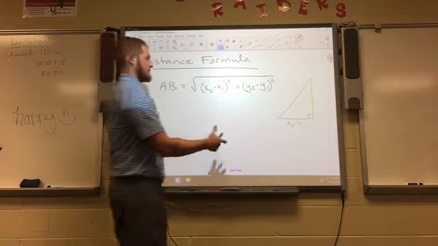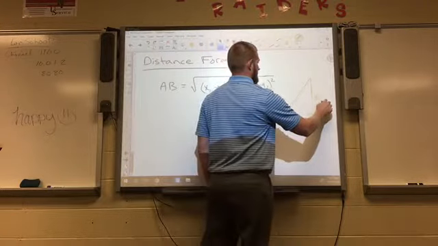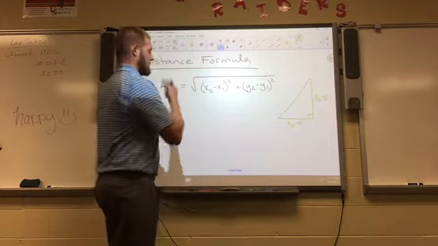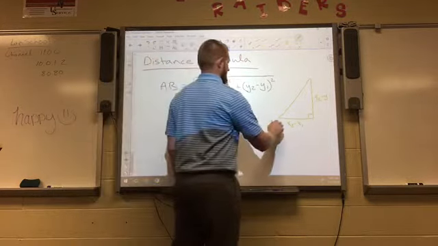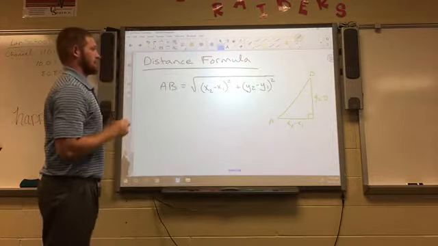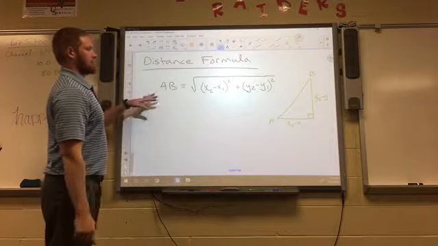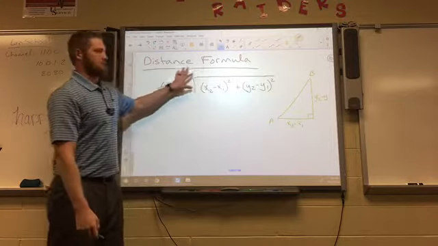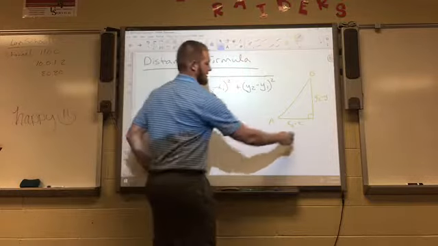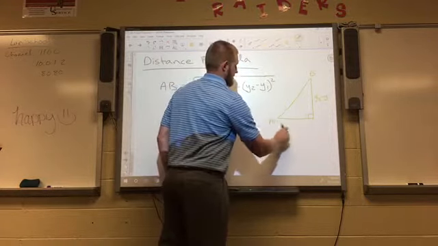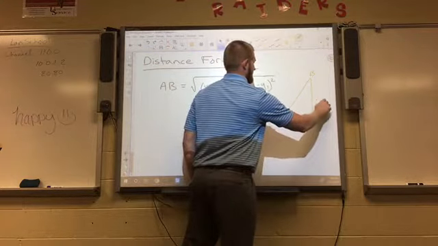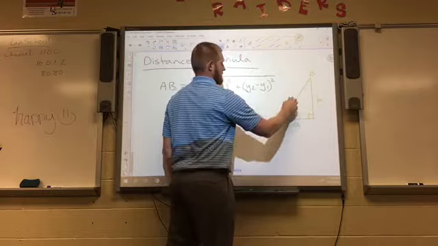If I took the 2 and I subtracted. This one's going to be y2 and y1. Okay, and then let's say this is our side AB that we're trying to solve for. What I'm trying to show you is this is just Pythagorean theorem. This side is A. This side can be B, and we're trying to solve for side C.